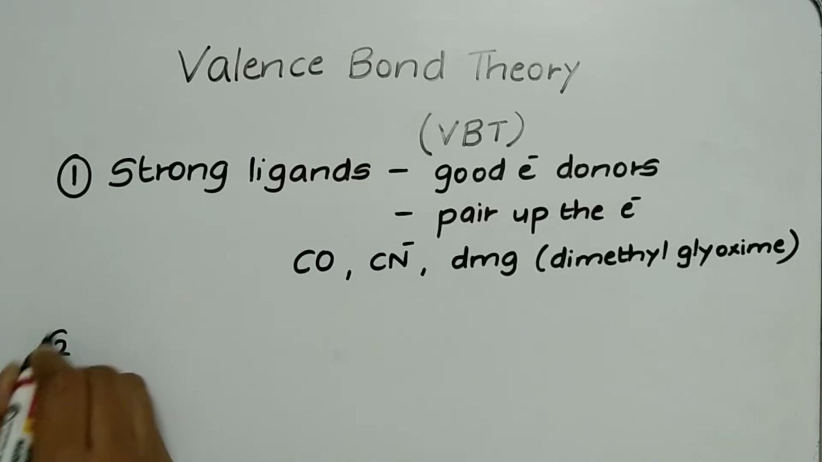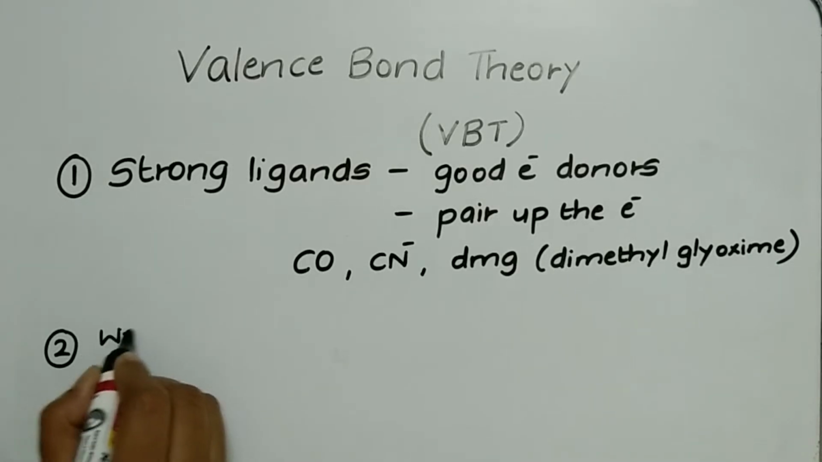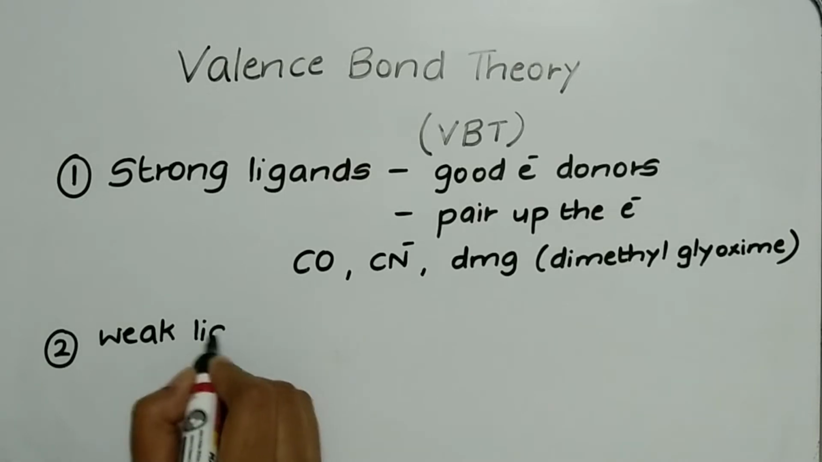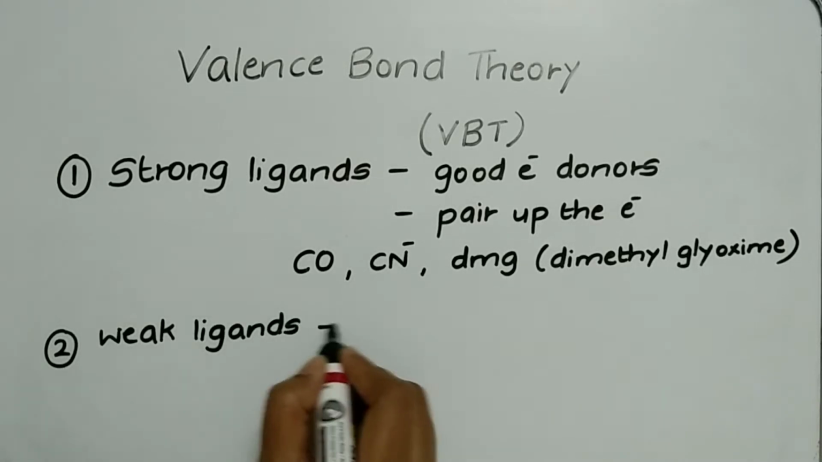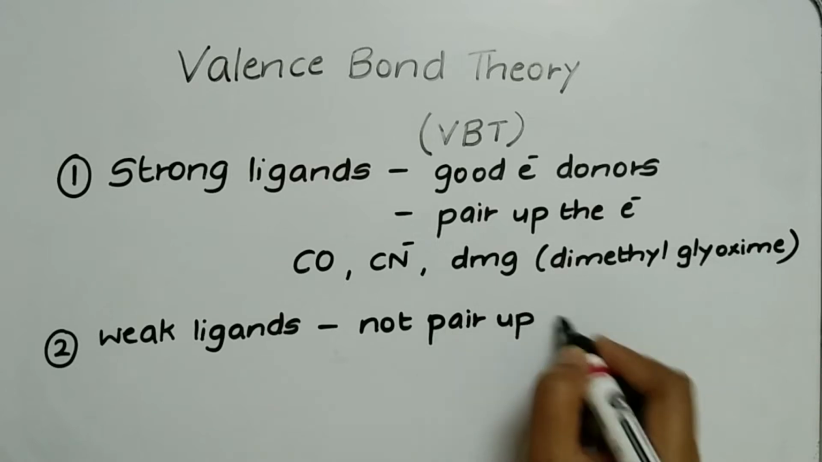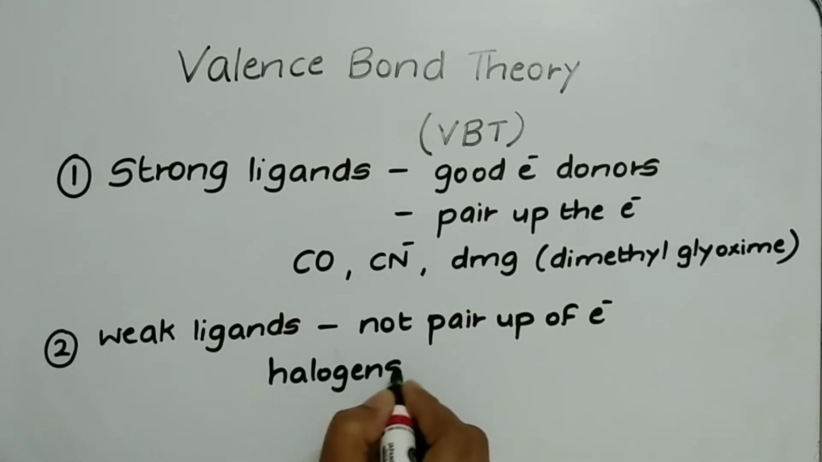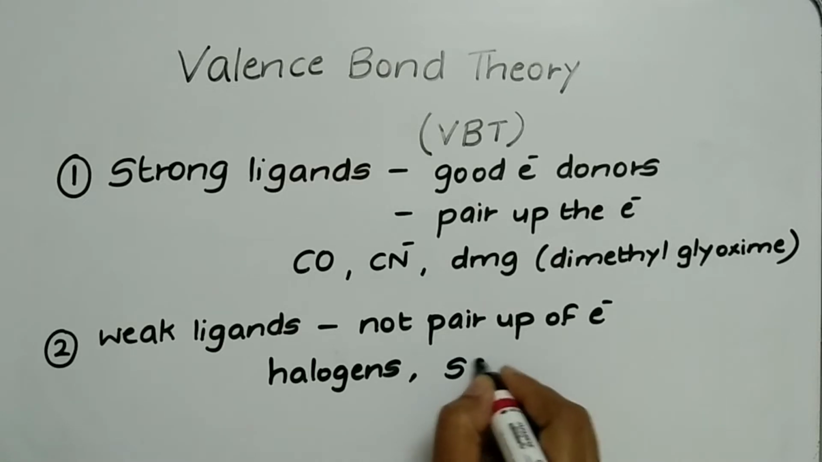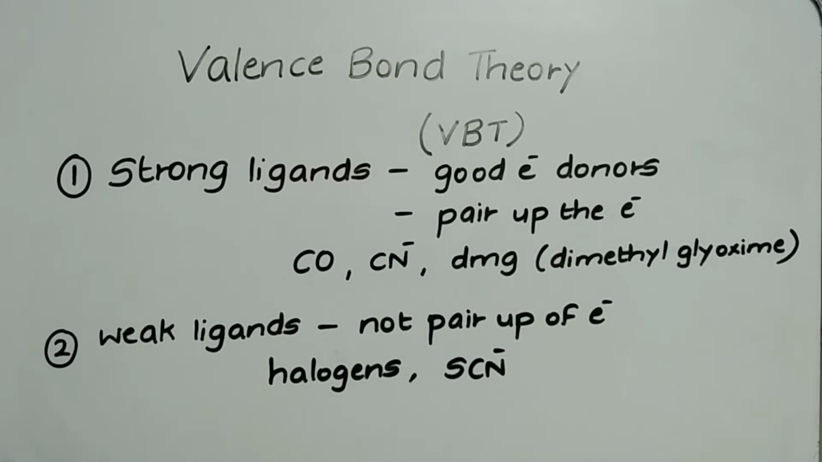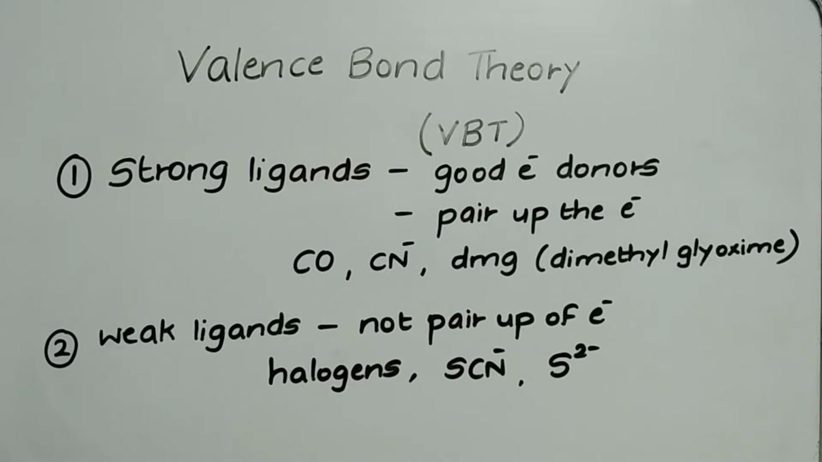The second one is the weak ligands. Weak ligands are not good electron donors, they will not pair up the electrons. That means electron pairing will not take place, right. Which are the weak ligands here? All the halogens, that is fluorine, chlorine, bromine, iodine, isothiocyanate, correct, and S2 minus. Mostly you will get halogens, right.